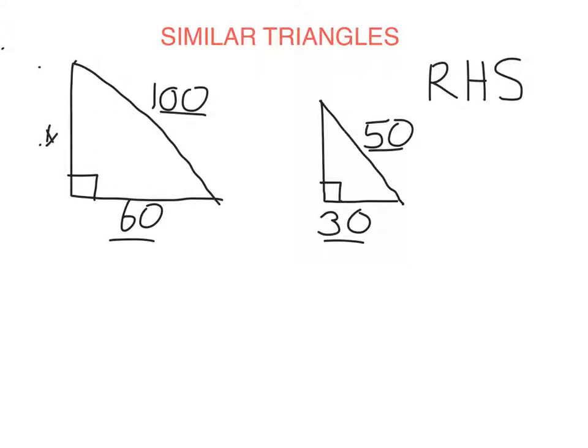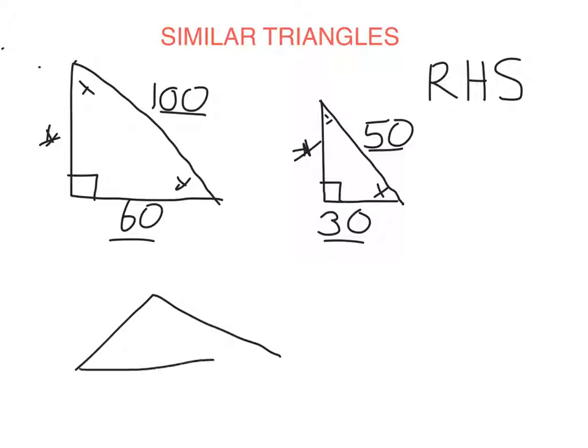I don't need to know the lengths of these sides here. I don't need to know this angle and this angle or this angle and this angle. I've done enough to know that these 2 are similar. So I'll just look at the SAS test. It has to be 2 sides and the angle between them.